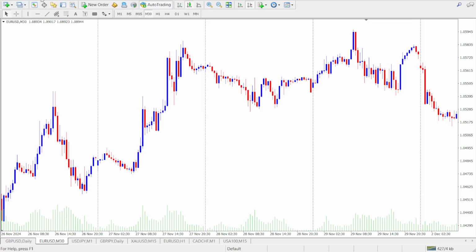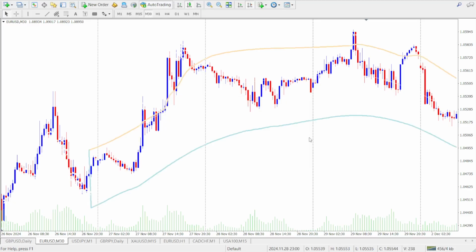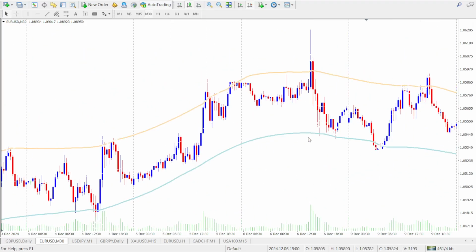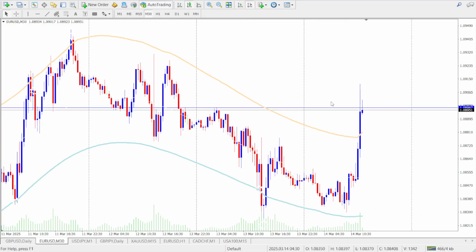Now, I'm going to add the target bands indicator to the chart. It's a custom indicator, so you would have to download it from an external site and add it to your indicators library before you will be able to use this indicator on your chart. Now, this is how the target bands indicator looks like.